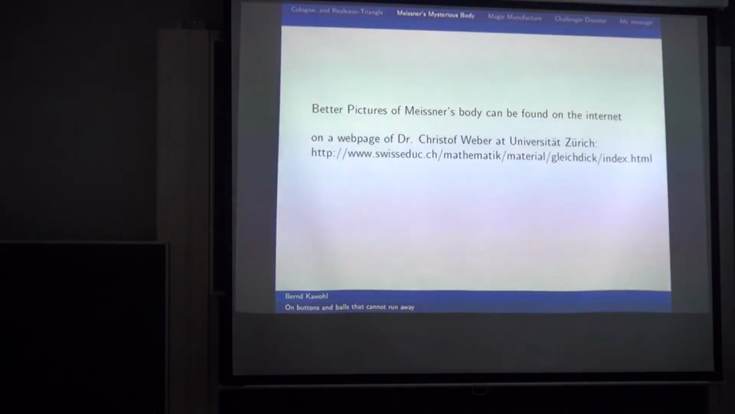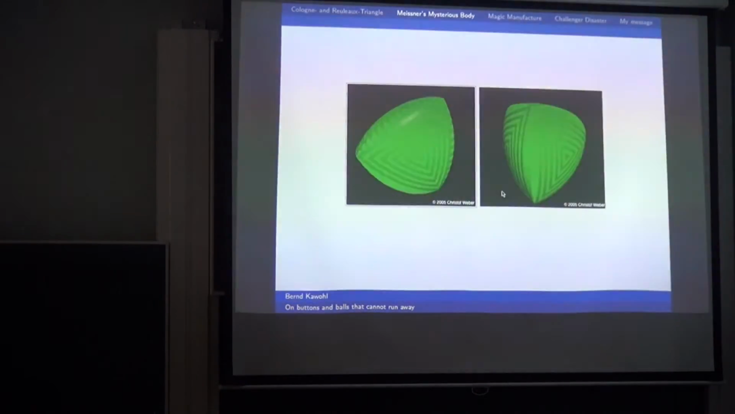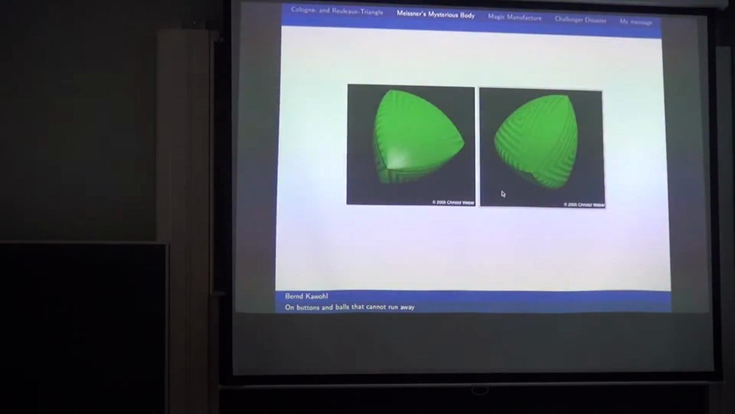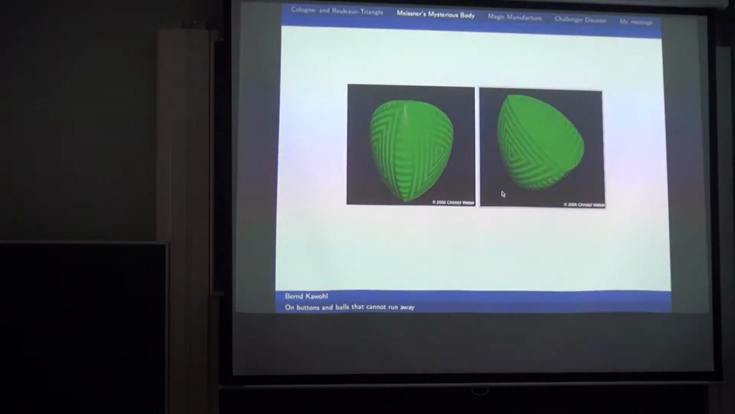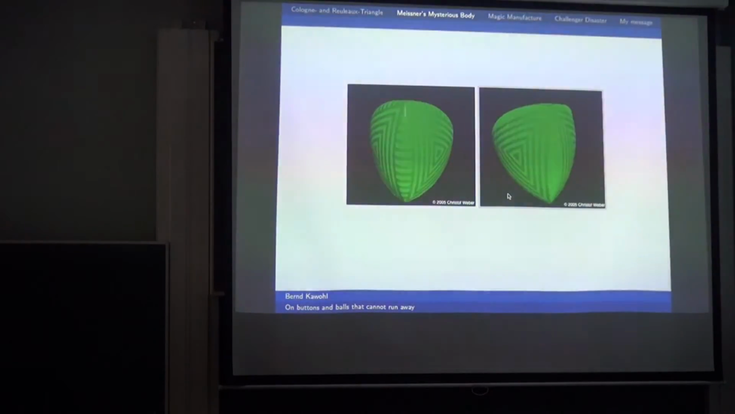Anyway. So better pictures of Meissner's body you can find on the internet. And there you find this one, this one. Now, as you will see, the Meissner body has not 6 sharp edges as the intersection of 4 balls would have, but 3 of the edges are rounded off. In the left picture, the 3 rounded edges meet in a corner on top. In the right picture, the rounded edges meet on a triangle in the bottom. And these bodies are suspected to have minimal volume.